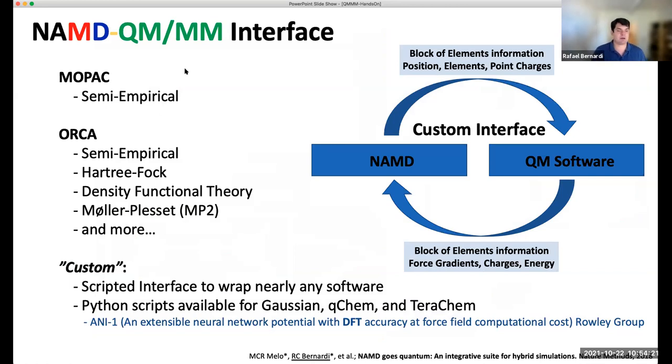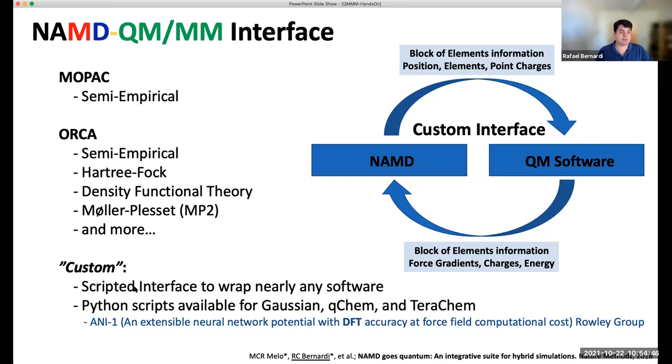If you want to use our QM/MM interface, there are two native programs that you can use: MOPAC for semi-empirical calculation and ORCA, which also works for semi-empirical. It's slower than the MOPAC version, so I would use MOPAC if you want to do semi-empirical. You can also do Hartree-Fock, DFT, MP2, perturbation kind of methods, and many more methods using ORCA.